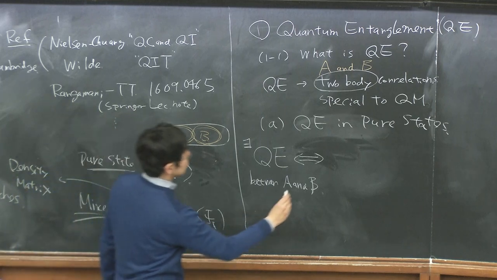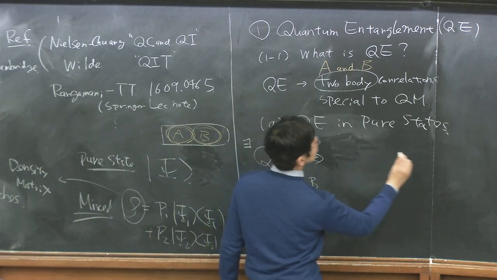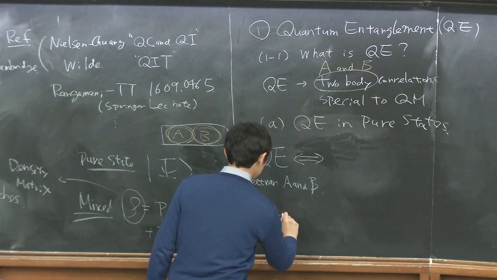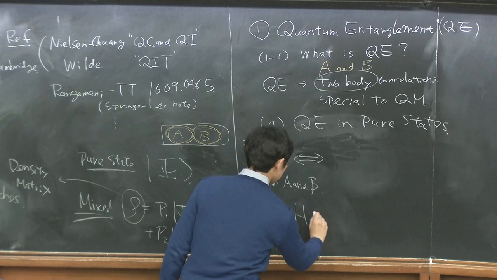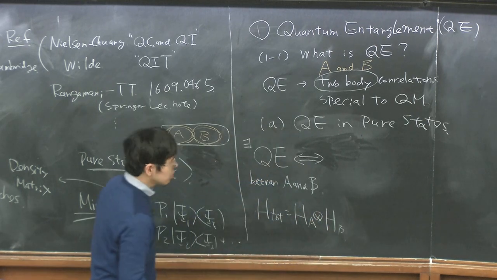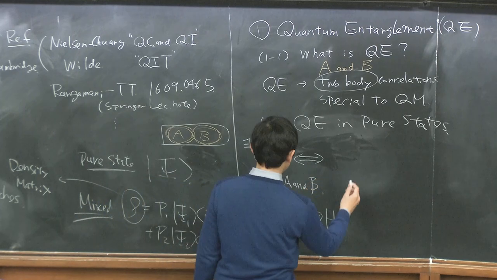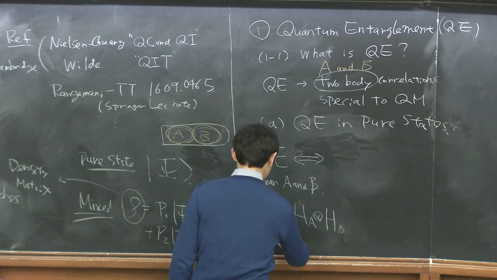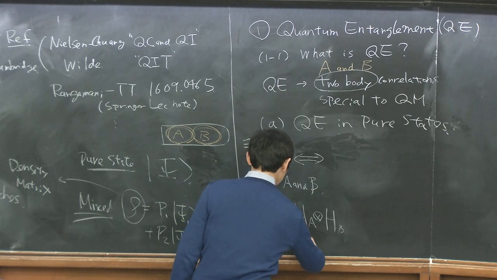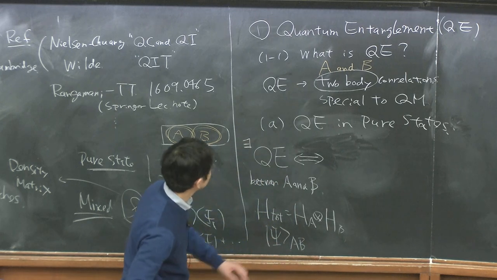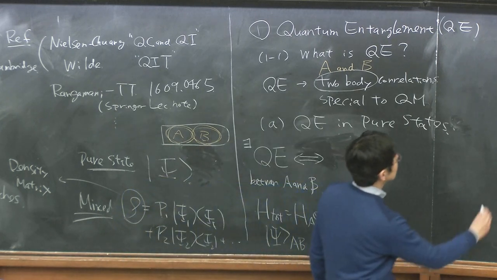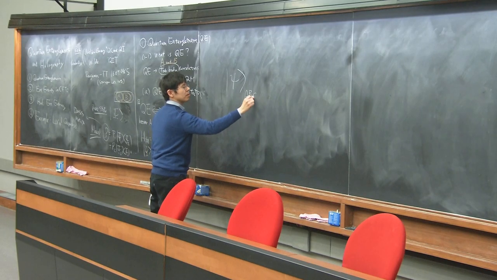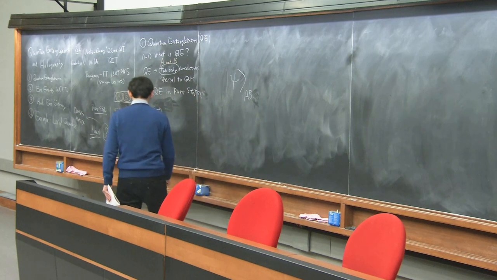So the total Hilbert space is just factorized: H_A, the Hilbert space for A, times H_B, the Hilbert space for B. In this case, we have a pure state psi, and this psi belongs to the Hilbert space H_A tensor H_B, so we write it this way. This is quite a common expression. If we have a state which lives on the Hilbert space ABC, we write it this way. If the Hilbert space is AB, we write it this way.